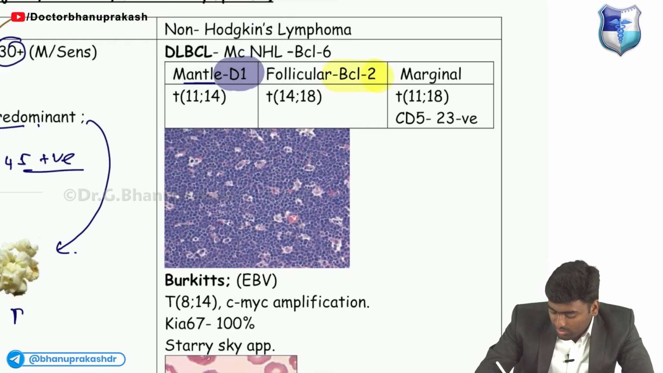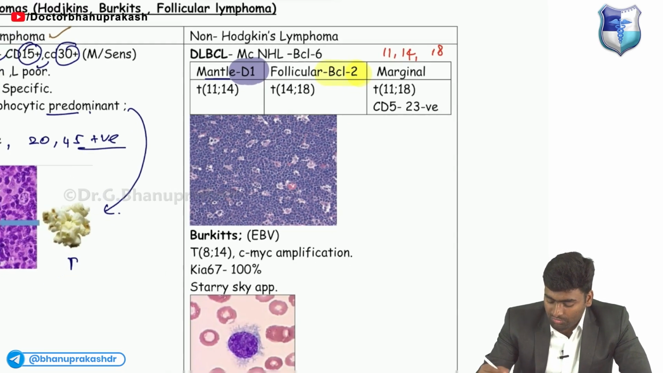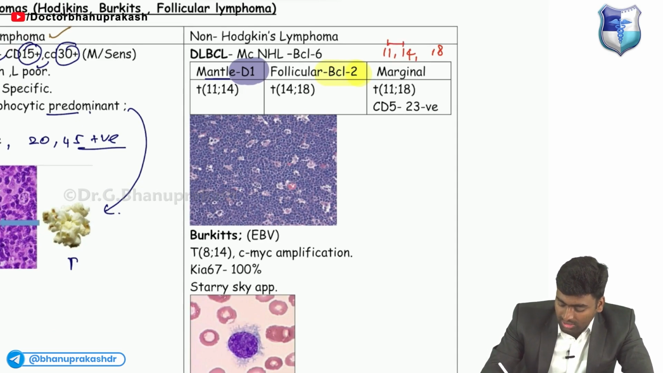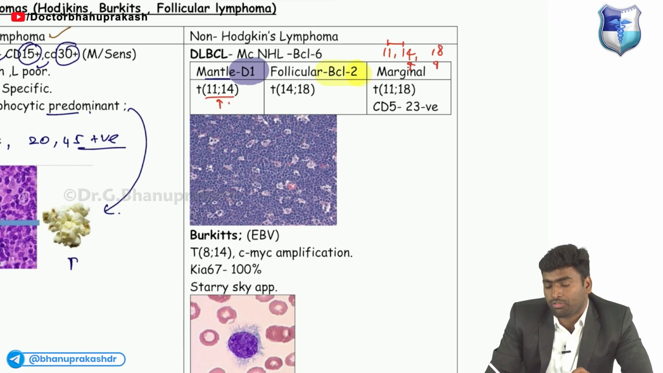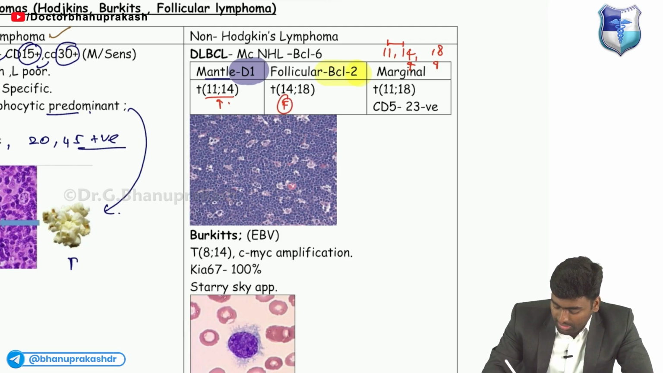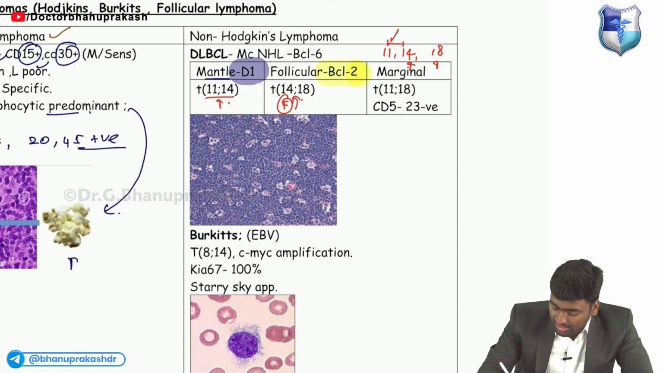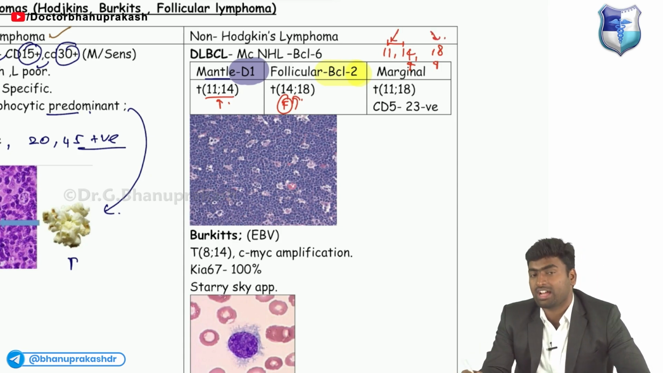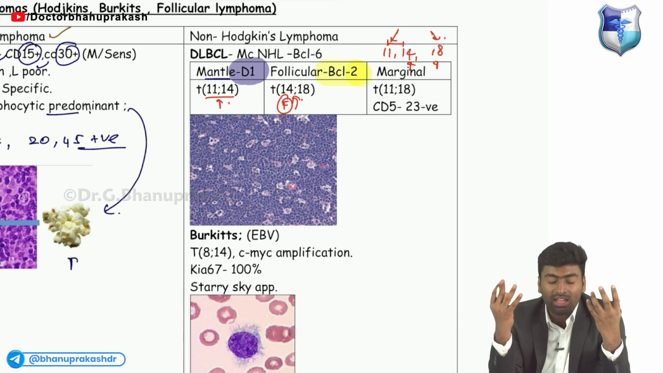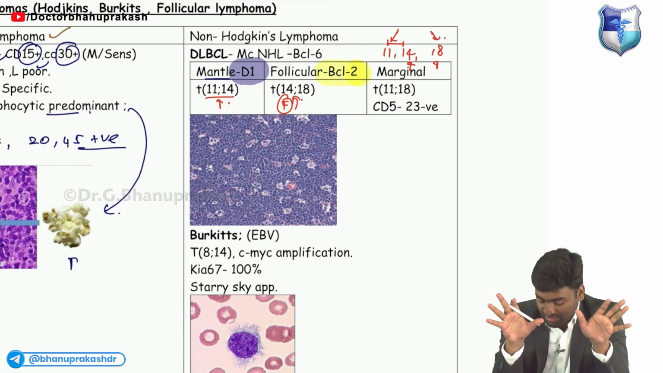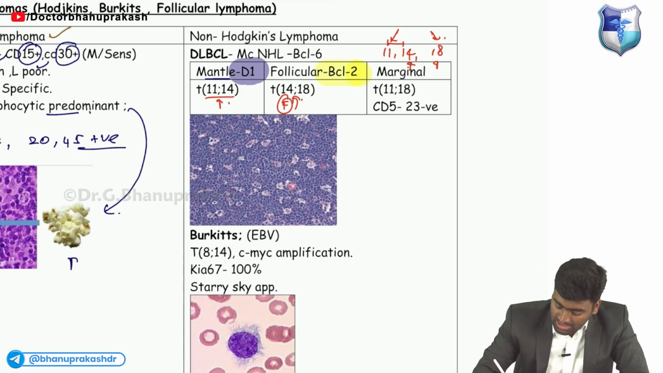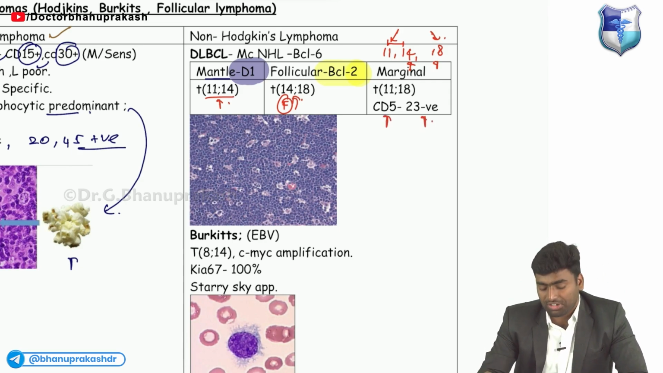For translocations remember 11, 14 and 18. For mantle, give the first two: it is 11;14. Then whatever is left in the middle, 14. For follicular, 14;18 will be seen in follicular lymphoma. Then what about marginal? In marginal it is 11 and 18. The marginal lymphoma will have the translocation 11;18. Okay, just remember this much. And the marginal one will be negative for both CD5 and CD23.